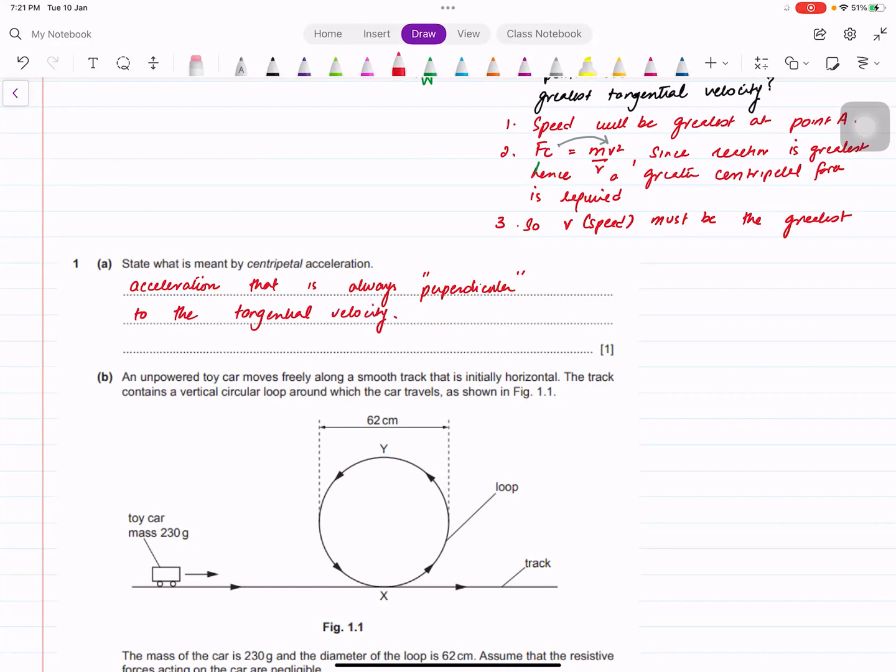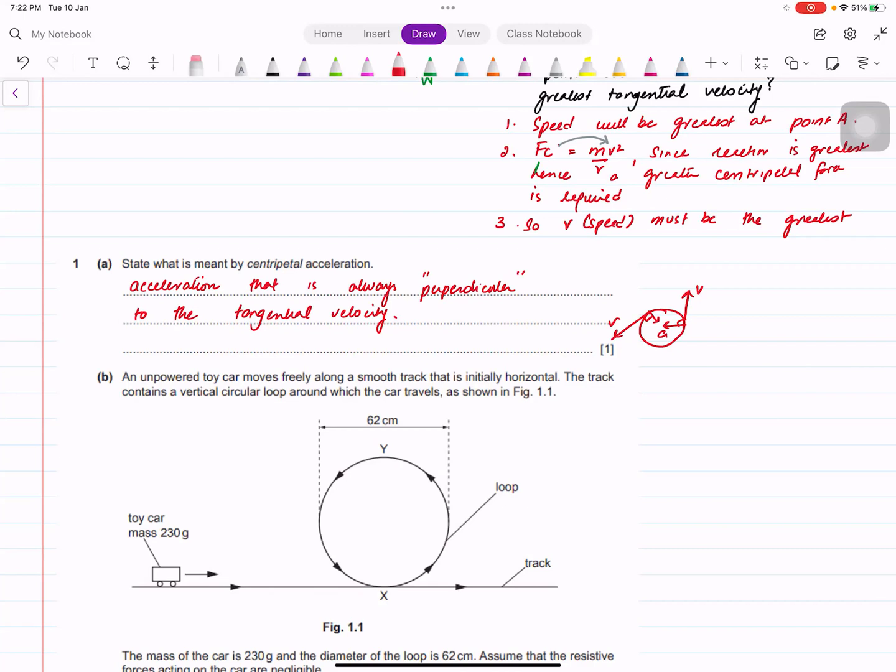You just need to remember that when something is moving in a circle, if the velocity is like this, the acceleration is always towards 90 degrees. If the velocity is like this, still the acceleration will be like this. So it will always be 90 degrees. Is that clear? Yes, sir.